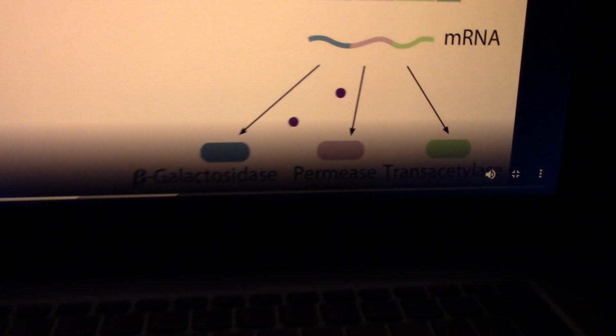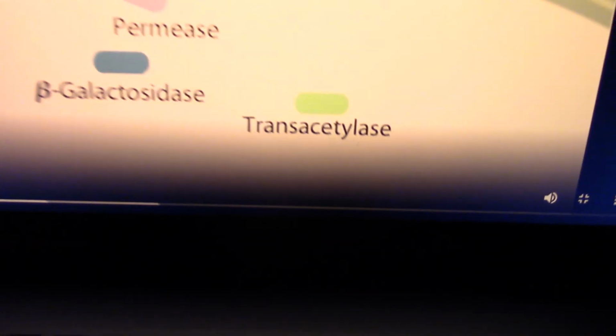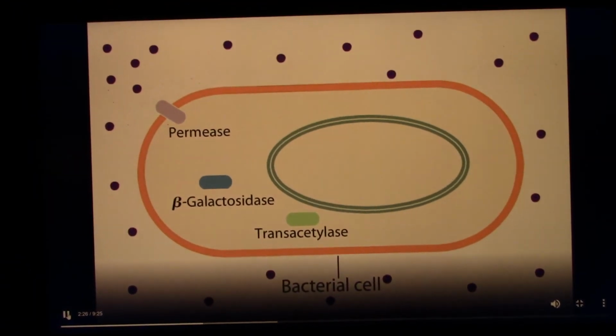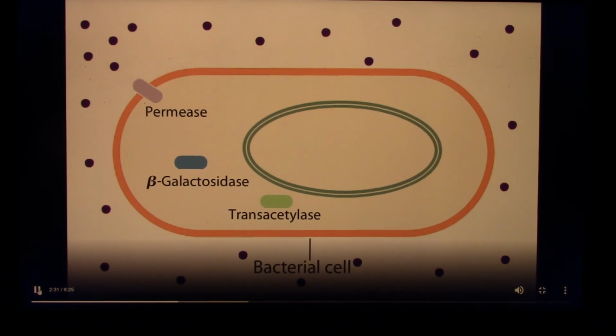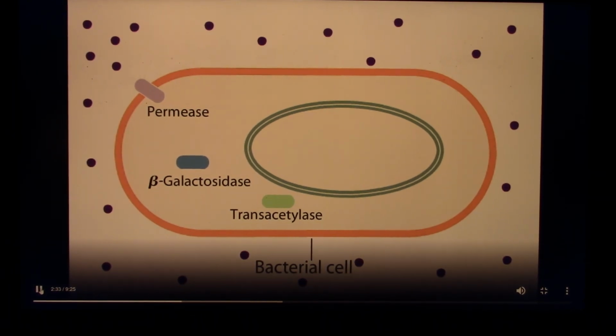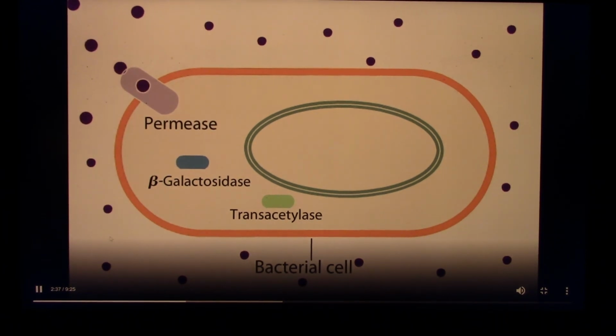Lactose is a carbohydrate found in milk. It can be metabolized by E. coli bacteria that reside in the mammalian gut. Because lactose is too large to diffuse across the bacterial membrane, it must be actively transported into the cell by permease, encoded by the LAC-Y gene.